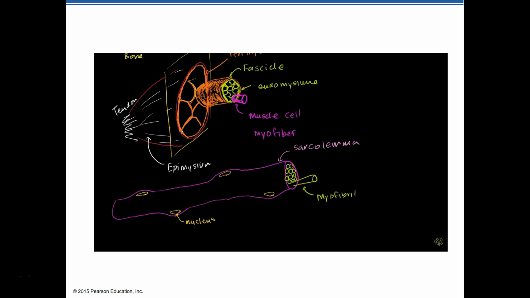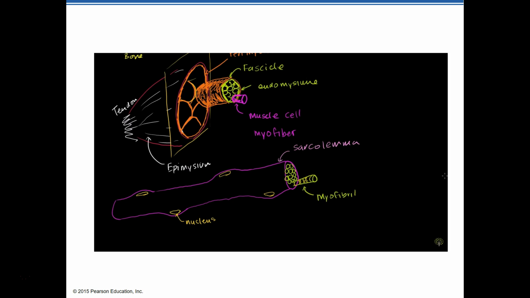If you were to look at this under a light microscope, you'll see it has little striations on it. The striations would look something like that, like that, like that. And then there'll be little thin ones like that, like that. And inside of these myofibrils is where we'll find our myosin and actin filaments.